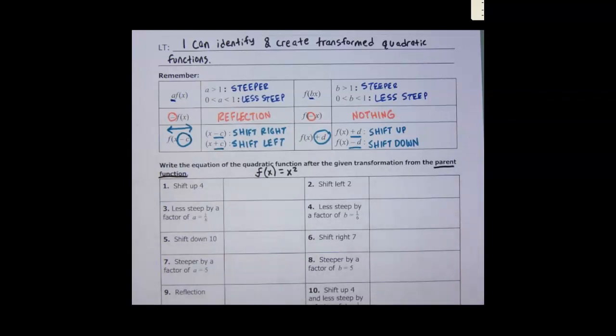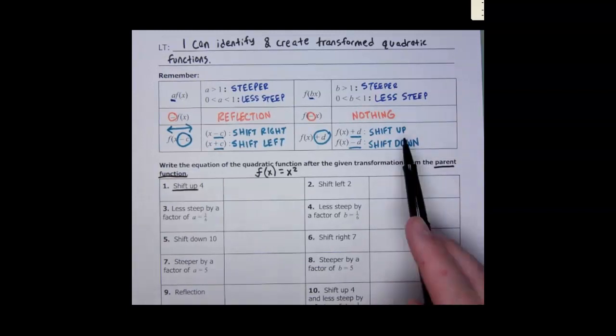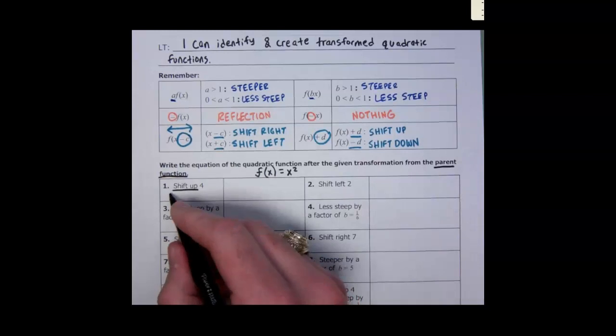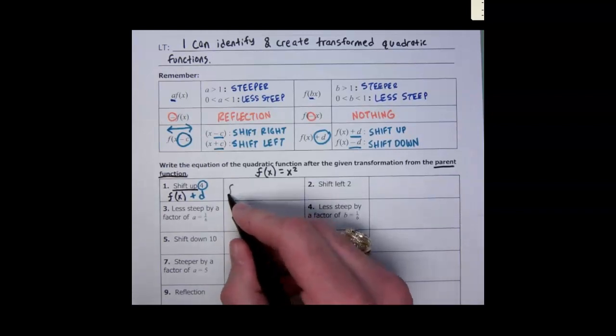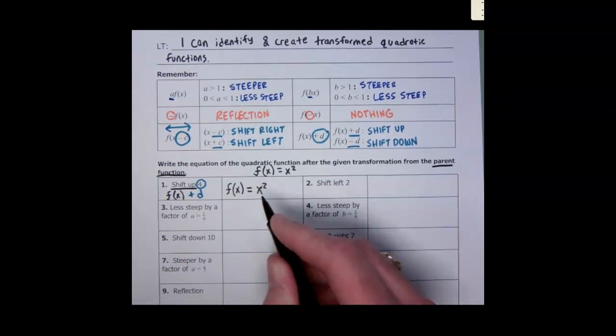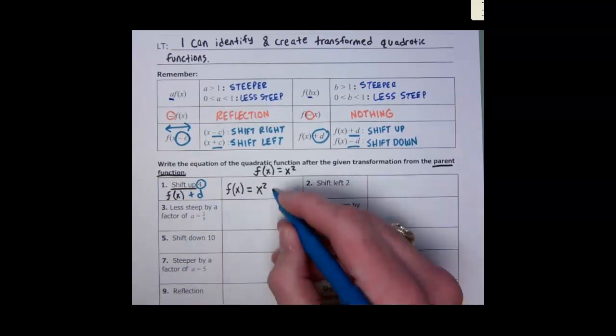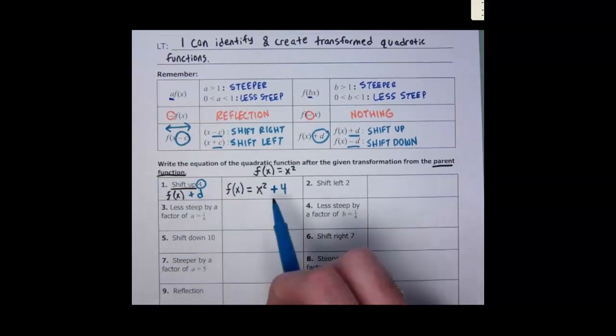Let's take a look at number 1. It says we have a shift up. I'm going to look up here at my table and try to find where shift up is, where it says f of x plus d. So I'm going to use that rule: f of x, plus something, plus d, and that something is going to be 4. So I'm going to write f of x equals, and then what is f of x? X squared. I'm going to write x squared, and then all that's changing is this shift up 4, so I'm going to add 4. And that's my new equation: f of x equals x squared plus 4. So if I want to shift my graph up 4, all I need to do is add 4 to x squared.